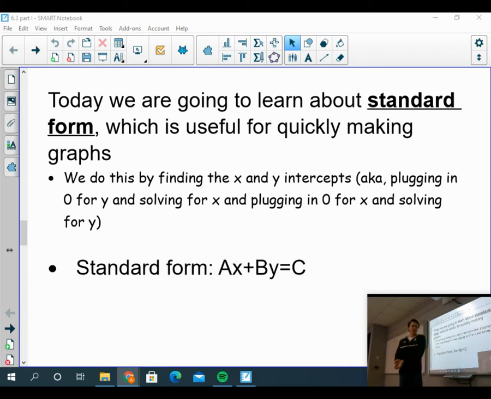And the question may be, well, Mr. Carter, we kind of like slope-intercept form. We learned about slope-intercept form a lot in middle school. Why are we going to talk about any other forms? Well, different forms are good for different things, and you're not always going to have the same information.